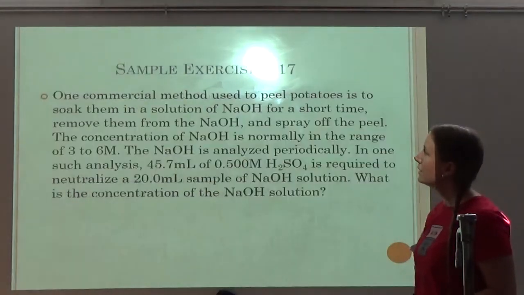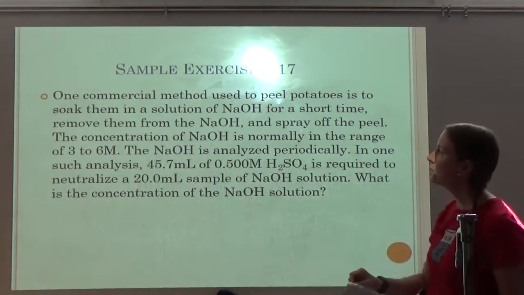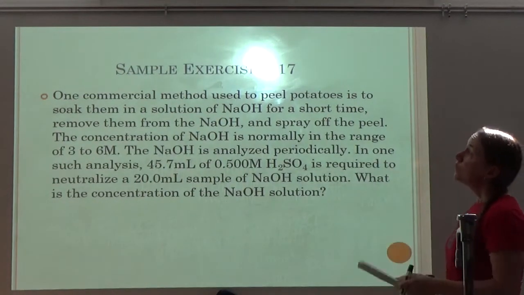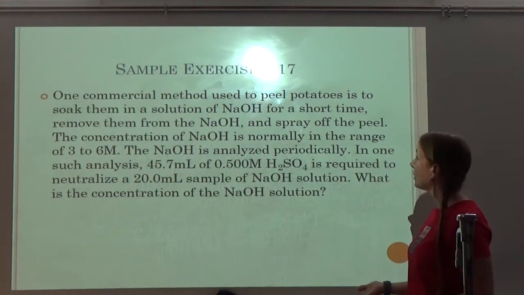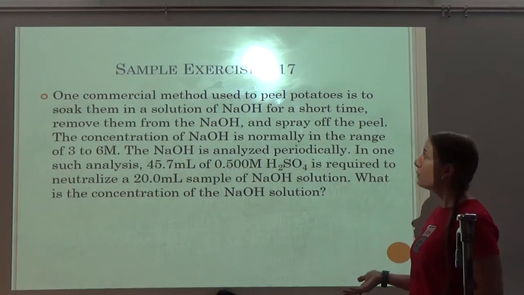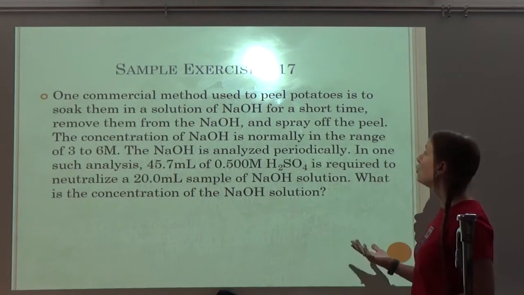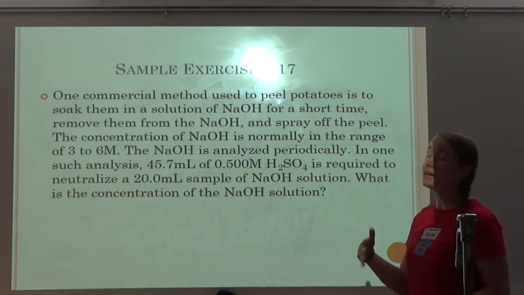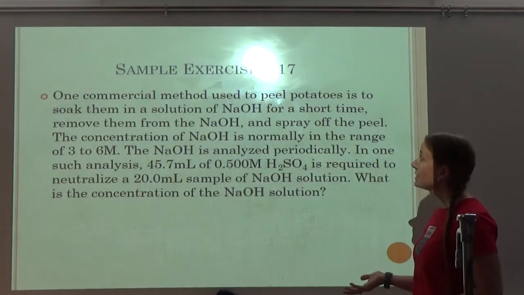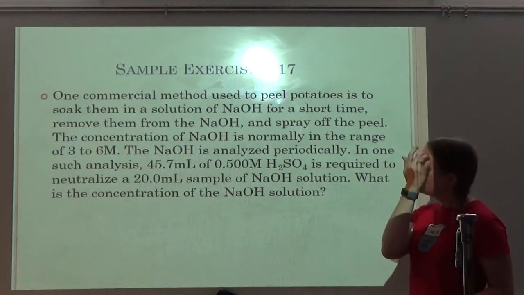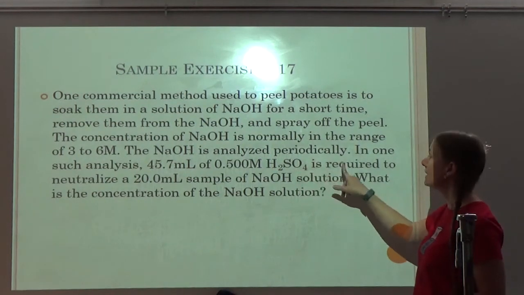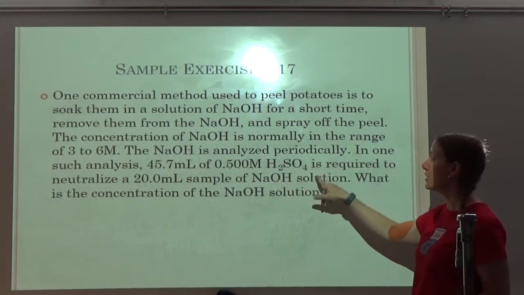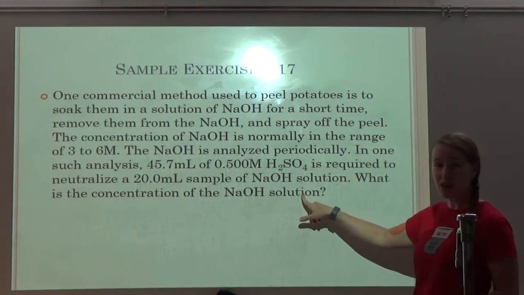All right. So, another sample exercise. It says, one commercial method used to peel potatoes is to soak them in a solution of sodium hydroxide for a short time, remove them from the sodium hydroxide, and then spray off the peel. The concentration of sodium hydroxide normally is in the range between 3 to 6 molar. The sodium hydroxide is analyzed periodically. In one such analysis, 45.7 milliliters of 0.5 molar sulfuric acid is required to neutralize 20 milliliters of the sodium hydroxide solution. What's the concentration?